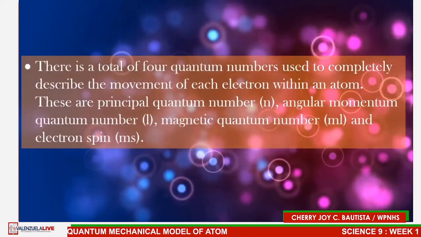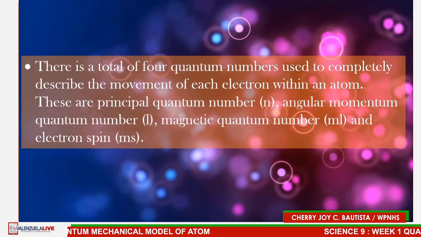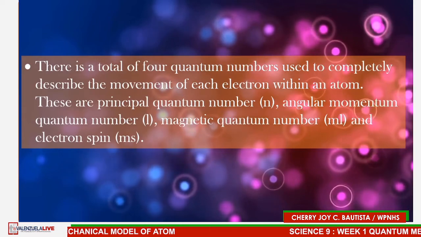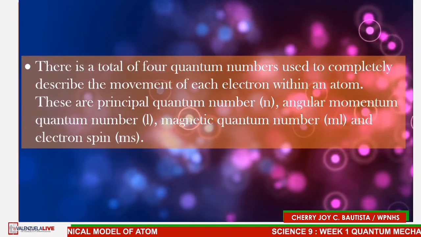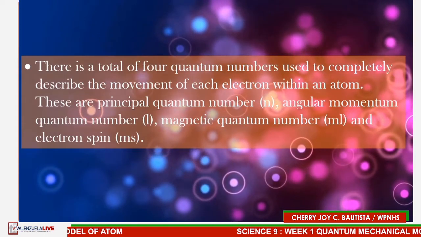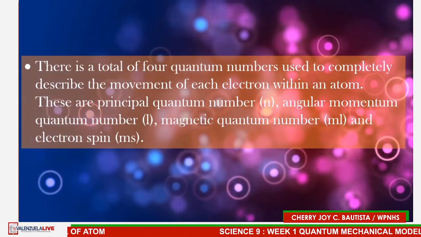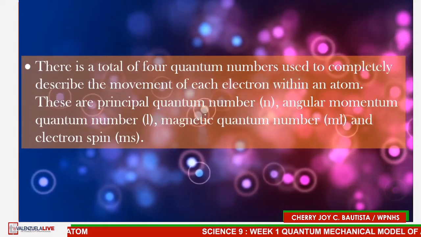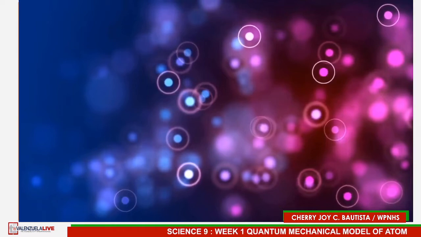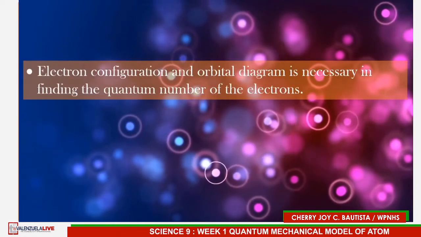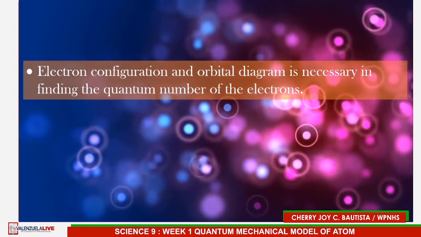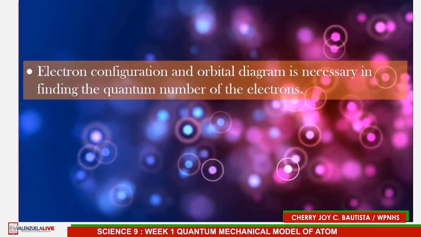There is a total of 4 quantum numbers used to completely describe the movement of each electron within an atom. These are principal quantum number n, angular momentum quantum number L, magnetic quantum number m sub L, and electron spin m sub s. Electron configuration and orbital diagram is necessary in finding the quantum numbers of the electrons.